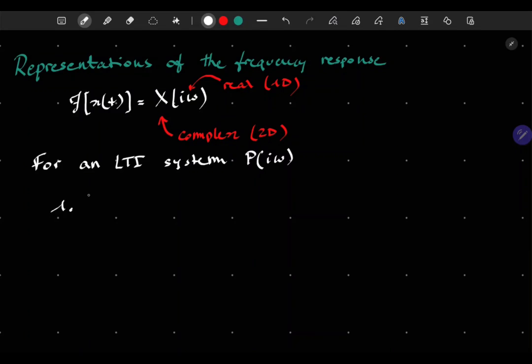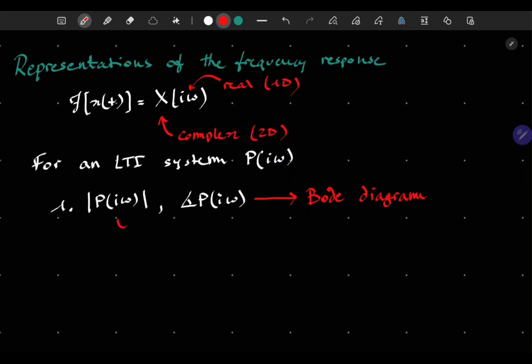The first is representing separately the magnitude and phase of the Fourier transform, or of the harmonic response function. And this is called the Bode diagram. So in the Bode diagram, we represent separately the magnitude and the phase of P over the frequency. And typically this is done in a logarithmic scale for the magnitude. So we represent the modulus in dB and the frequency in a logarithmic scale, while it's done in degrees versus a logarithmic scale for the phase.